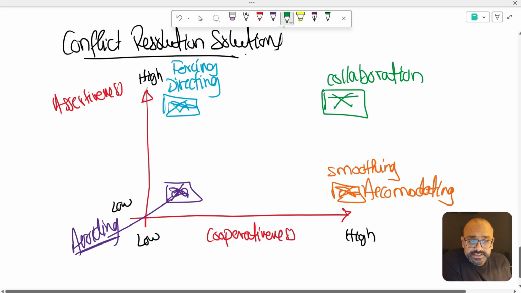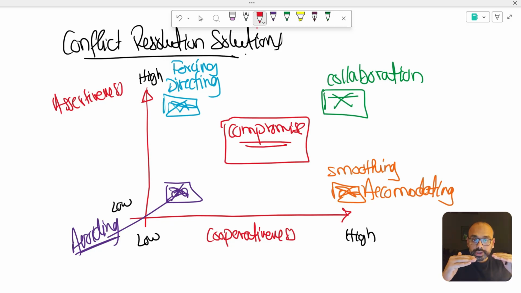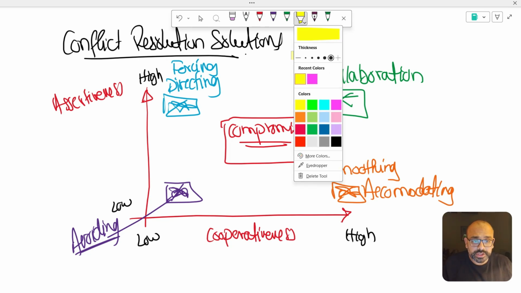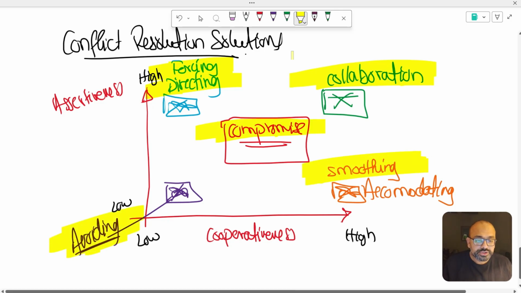And then there is something that happens in the middle, which is a compromise. Compromise is a solution where both parties agree on a common ground, a middle ground. Both parties lose something in order to come to an agreement. That's a compromise solution. Okay, so these words that I have written: forcing, directing, collaborating, compromise, avoiding, smoothing, you must know while you are solving people domain questions.